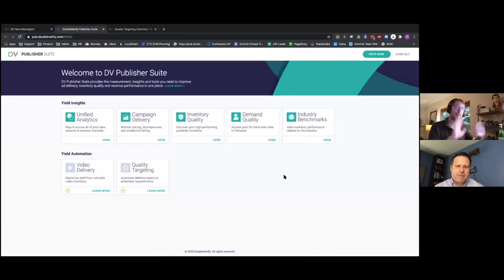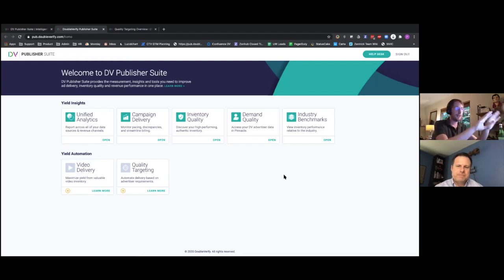This is your landing page view. This is where you get started, and it's also the collection of the tools I was just talking about. The first two here on the left, Unified Analytics and Campaign Delivery, were the original Adjuster products. What they called Programmatic IQ was Unified Analytics, and Flow IQ is Campaign Delivery. They solve that first category of issues, which is data aggregation, normalization, reporting, getting that full lay of the land of what's going on.